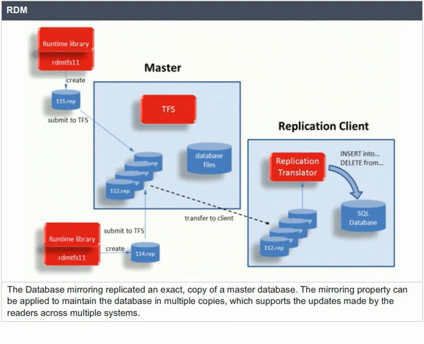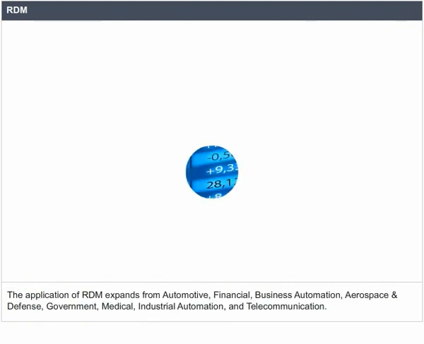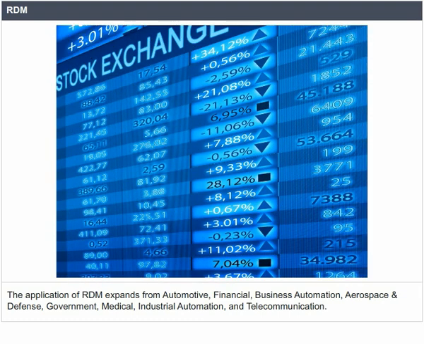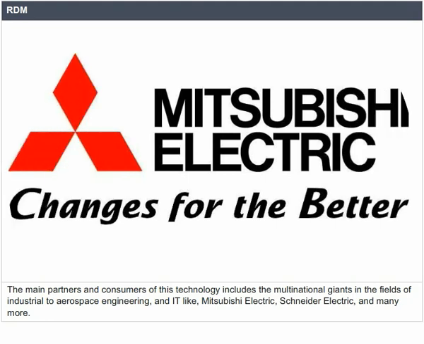The application of RDM extends to automotive, financial, business automation, aerospace and defense, government, medical, industrial automation, and telecommunication. The main partners and consumers of this technology include the multinational giants in the fields of industrial to aerospace engineering and IT majors like Mitsubishi Electric, Schneider Electric, and many more.